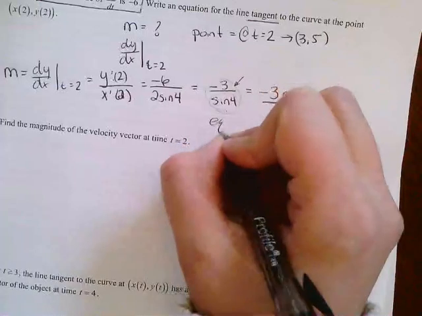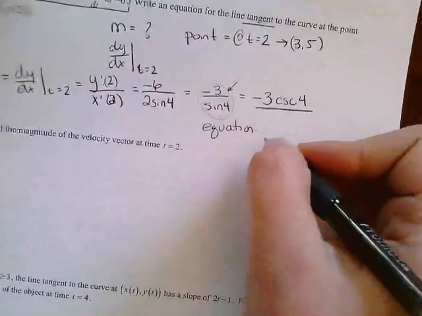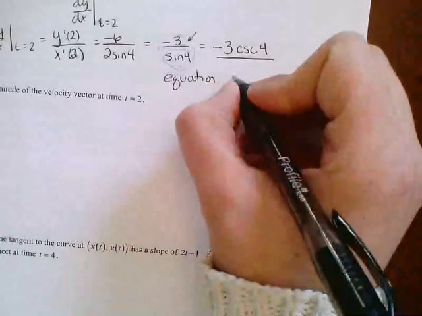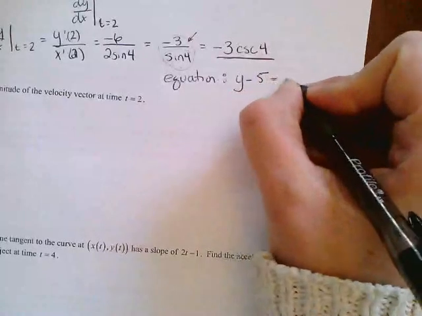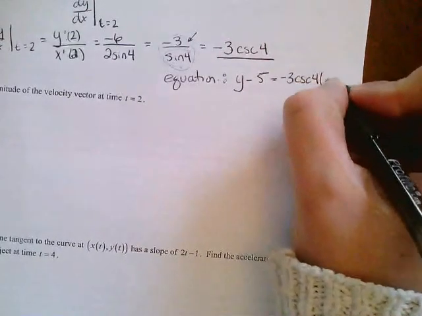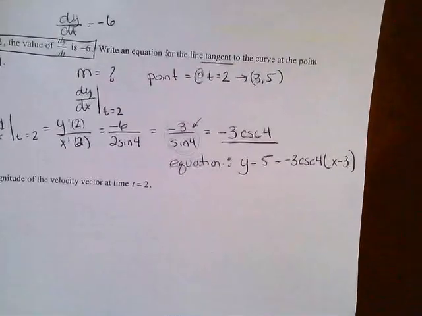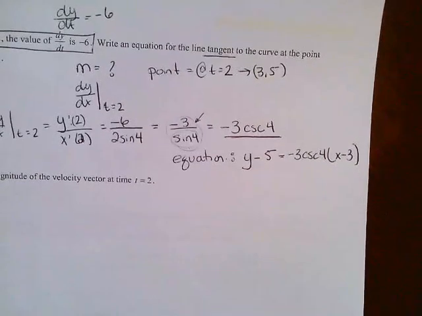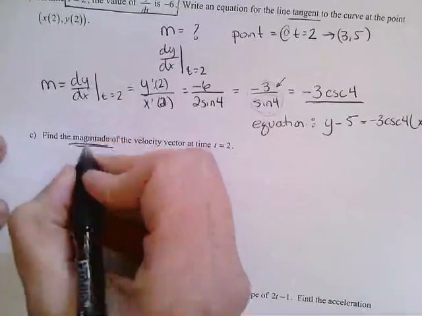So now what's our equation? Okay, let's pretend we didn't have a calculator for this. So our equation is going to be y minus 5 equals the slope, which is negative 3 cosecant of 4, times x minus 3, using our points. Alright, you guys can probably finish this.